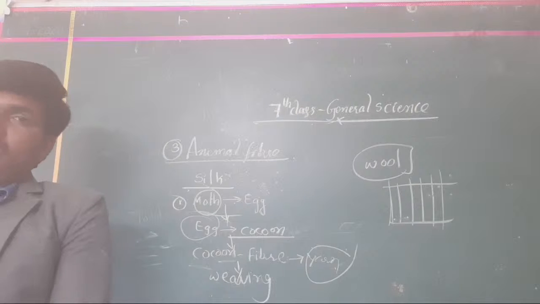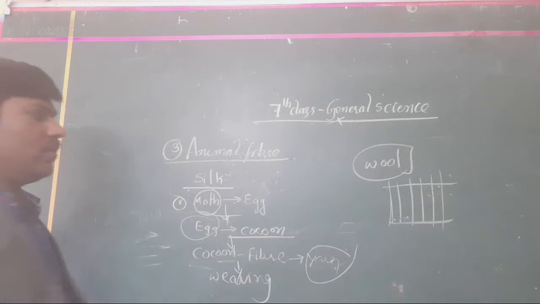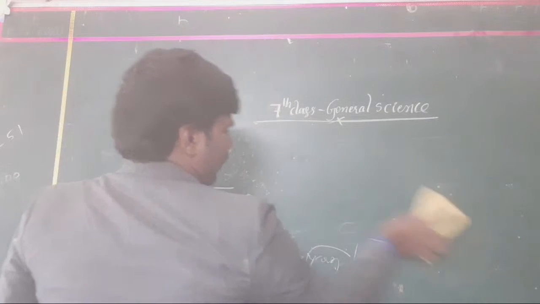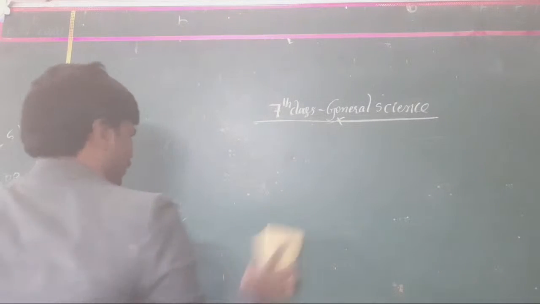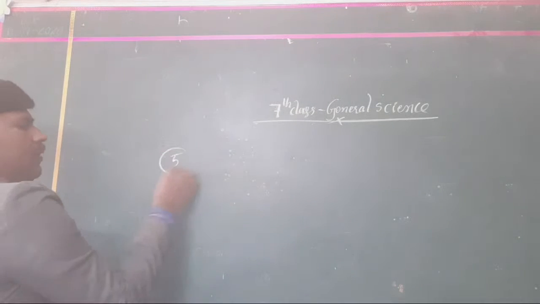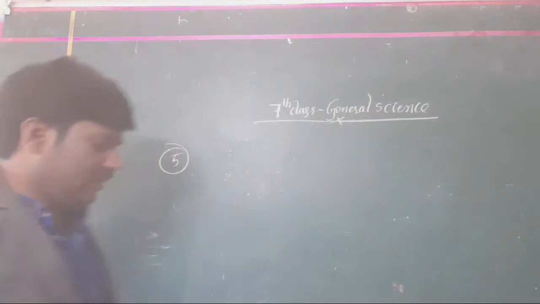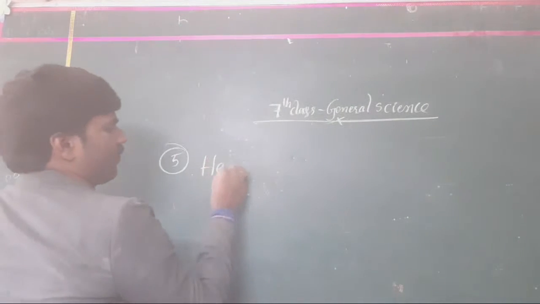Yesterday also we discussed our topic of motion and time. Now we are going with our next topic, the fifth one, up to 4. Yesterday we already completed. Now we are going with the fifth one. What is the fifth one? The fifth one is heat and measurement.